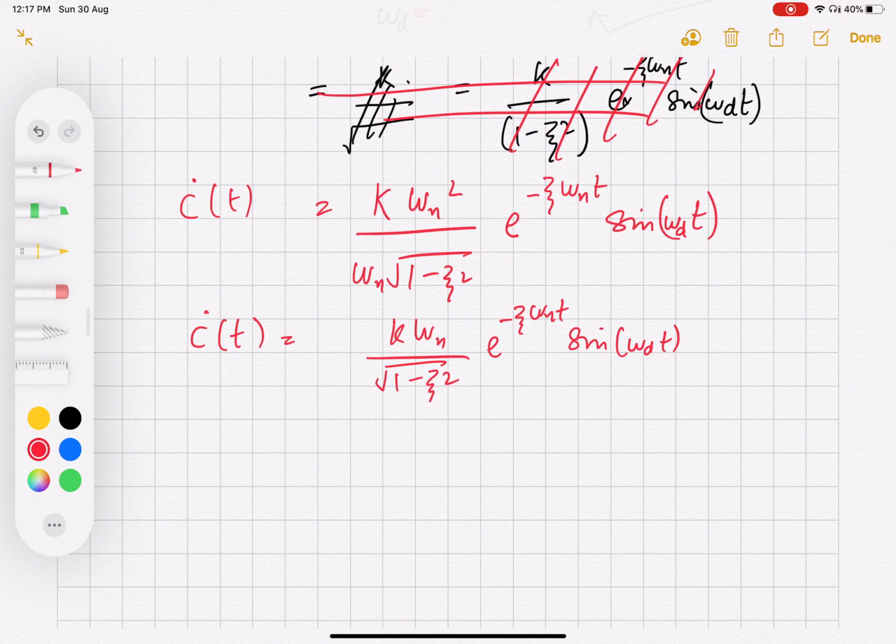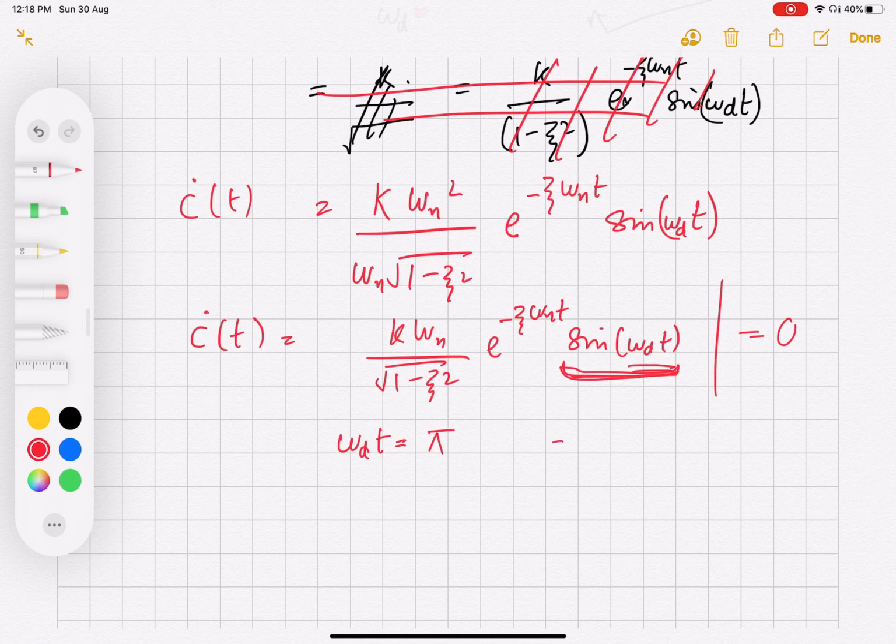Now, when is this going to reach the peak? It's going to reach the peak when this derivative is equal to 0. So this sine omega d t has to be equal to 0, which means that omega d t has to be equal to pi. So the first peak would be obtained at pi.